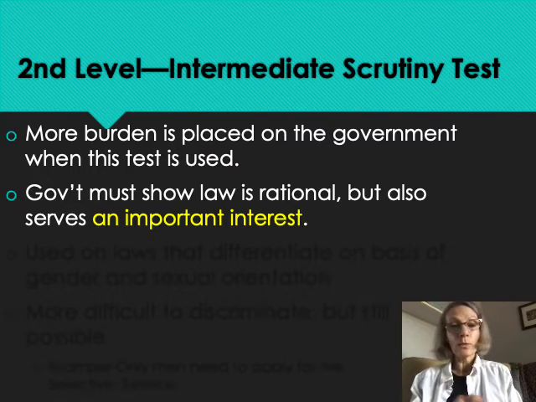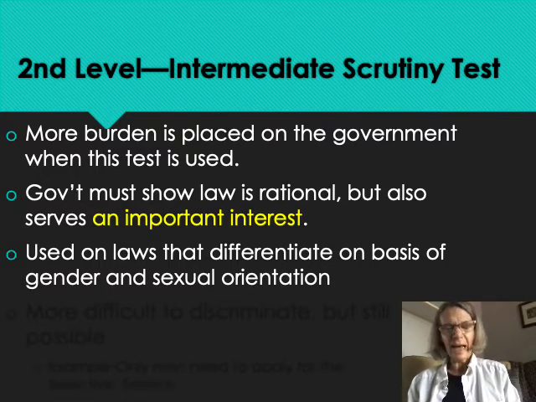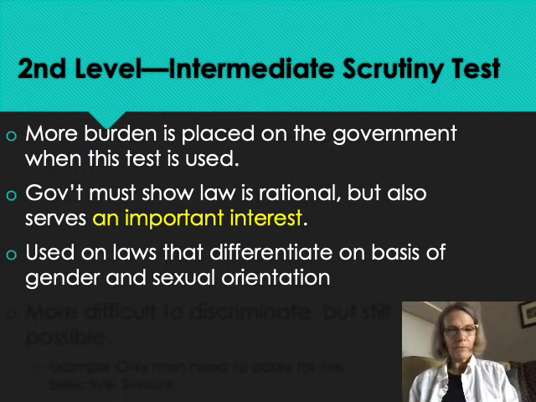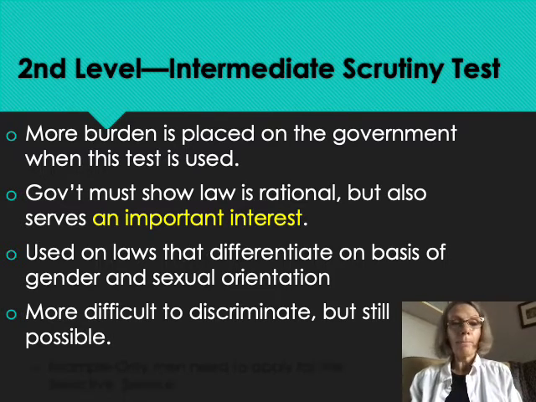So just saying that it's reasonable to treat people differently isn't enough. That reasonable treatment needs to be related to something really important, a goal that the government is trying to achieve. This is the test that's used on laws that differentiate on the basis of gender and sexual orientation, okay? So if there's a law that treats men and women differently, or treats gays, lesbians, and straight folks differently, just showing that there's some sort of rational basis for that difference isn't enough. It needs to be related to an important governmental interest. It's a lot harder to discriminate when this test is used, but it's not impossible.